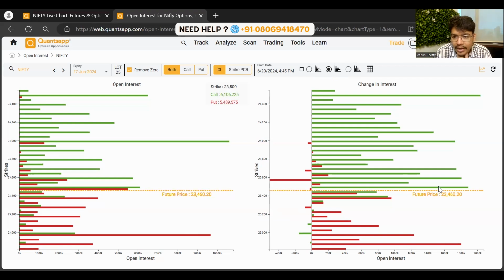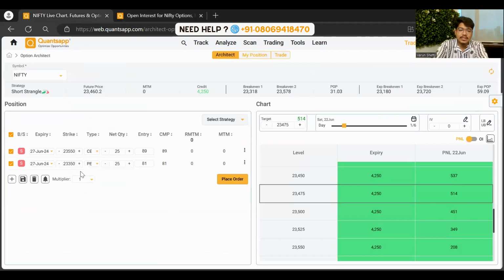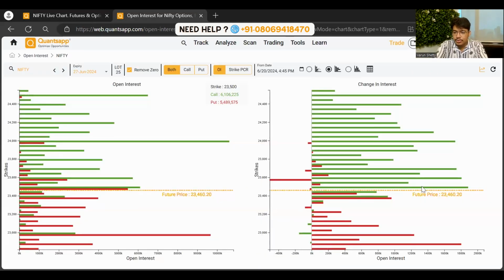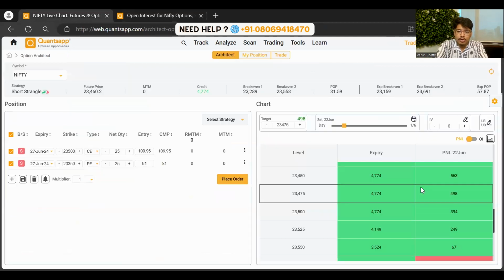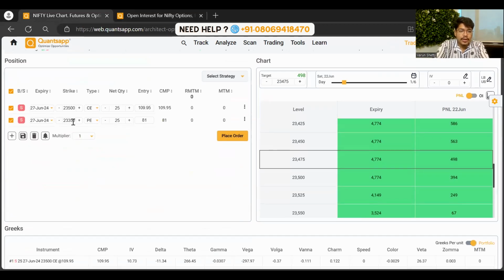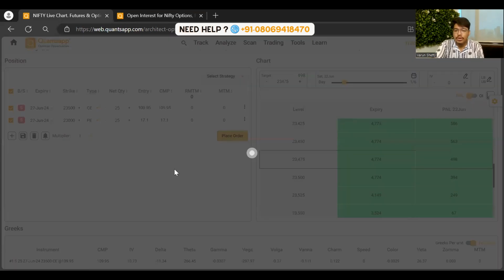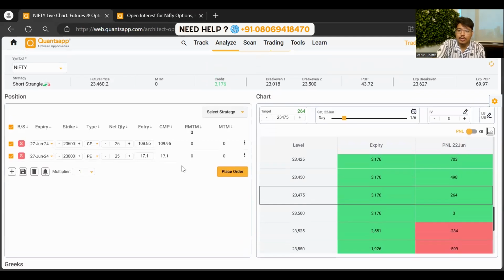So I would say 23,000 call option and 23,500 call option and 23,000 put option would be an ideal range if I want to write option. So let's check that out. 23,500 call option, right? So based on future price, 23,500 call option and 23,000 put option. Okay, this would be the ideal range, at least according to me.